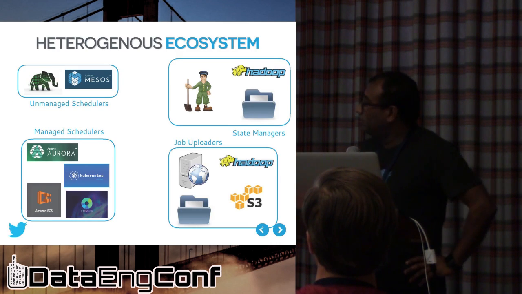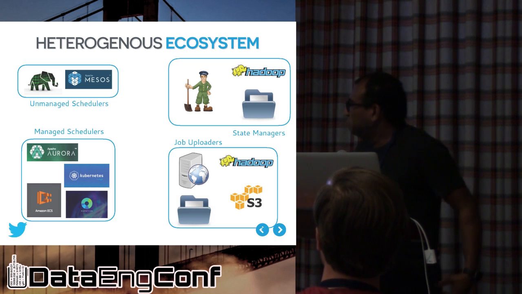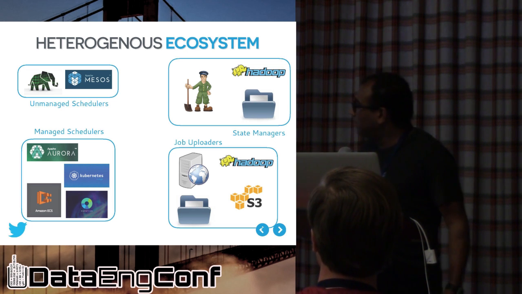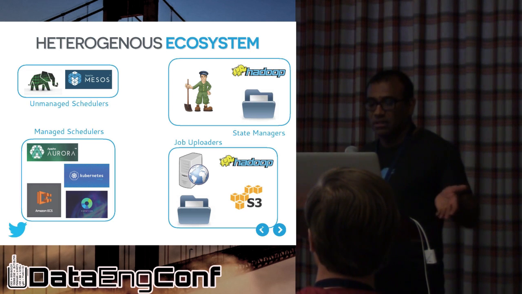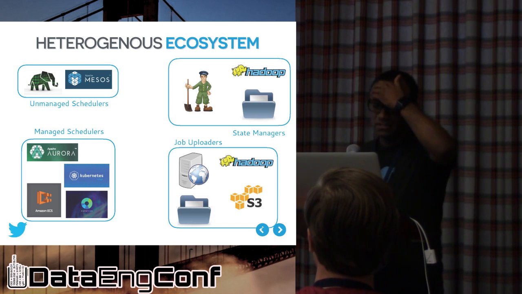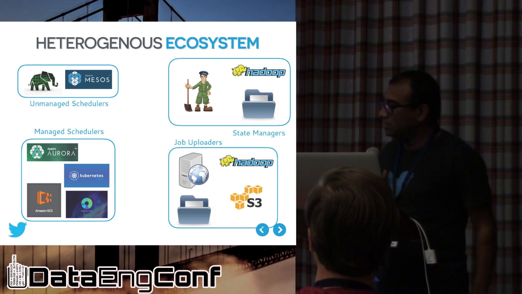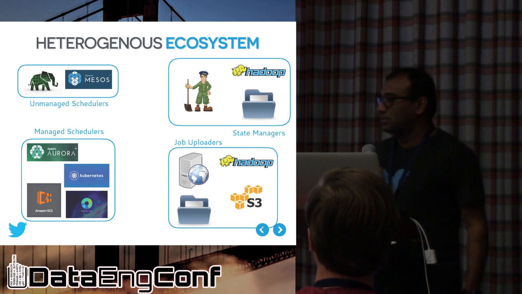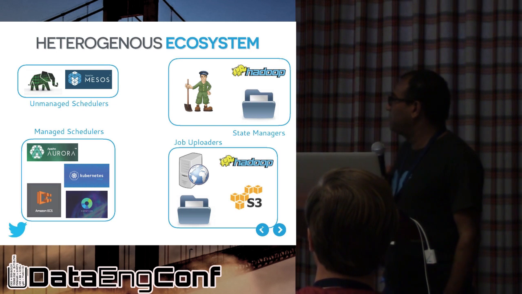So one is that we are living in what you call a heterogeneous world. You have unmanaged schedulers like YARN and Mesos, and there are a bunch of managed schedulers that have come up. One is Apache Aurora, which runs on top of Mesos, and Kubernetes, which is kind of managed. And Amazon ECS is another one that Amazon has put out that runs within the Amazon EC2 instances. Then we have Marathon, which also runs on top of Mesos.